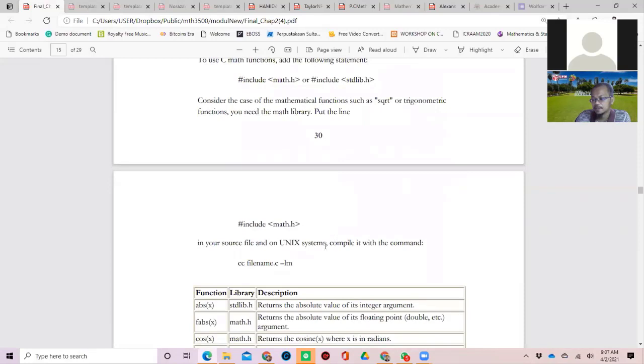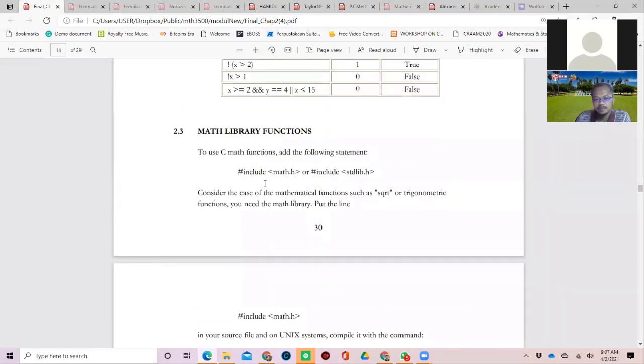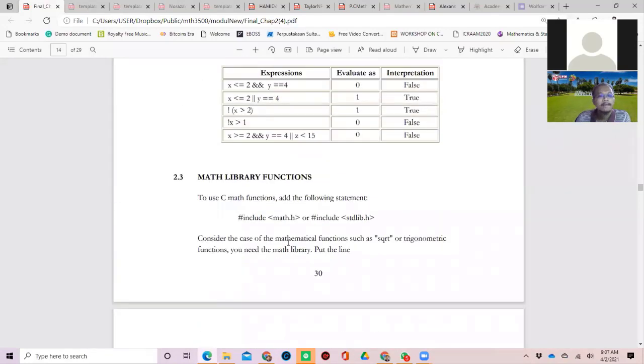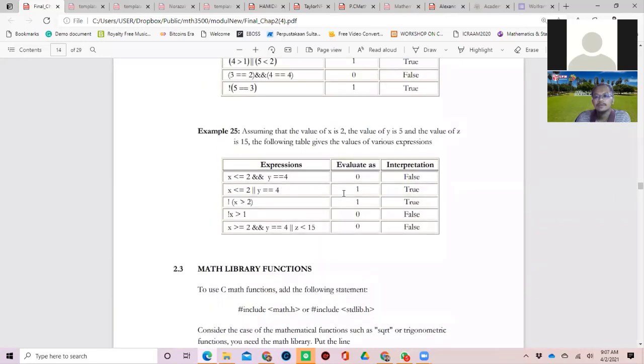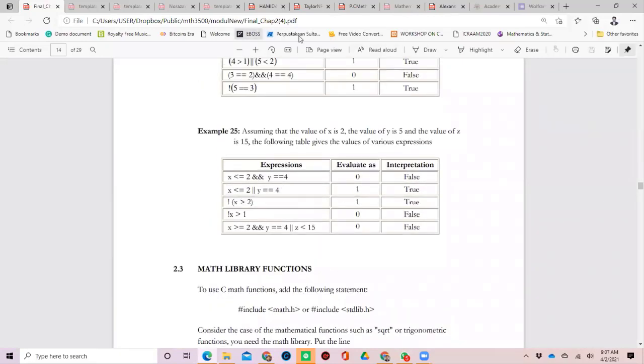Kita break 5 minit. 8 minit kita sambung this one, math library function. Boleh? Boleh tu. Break 5 minit. Nanti saya akan bagi table tu, saya nak cari table sekejap. Okay.